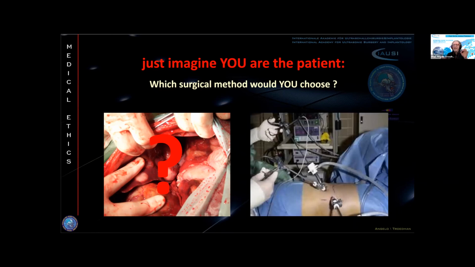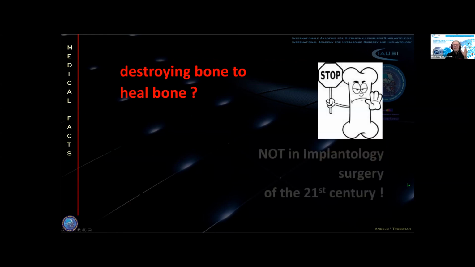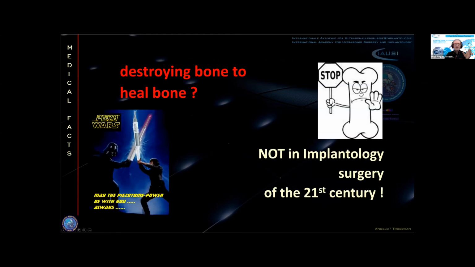The less you distract or the less you separate tissue layers from each other. Of course, the less the body has to do the healing. Less traumaticity is the imperative issue of today. So destroying bone to heal bone, it's an absolutely no. So traditional instruments are outserved by the new gold standard in implantology. So I also want to tell you, may the piezotome power be with you always, okay? This is some kind of the core message.